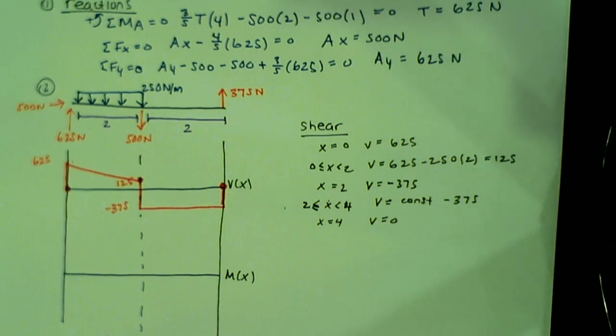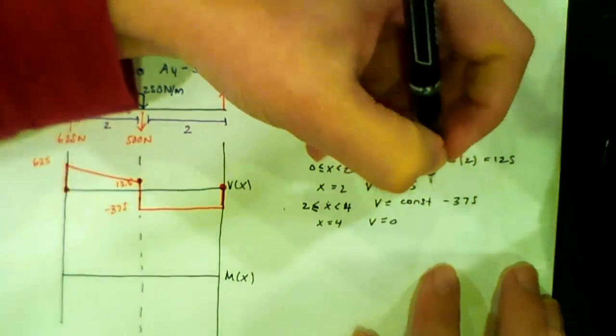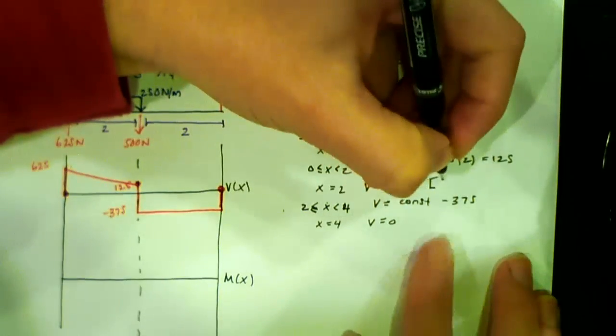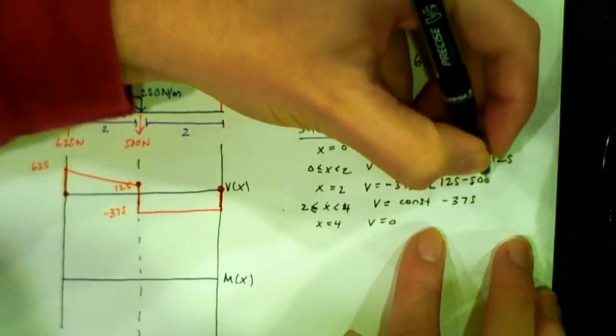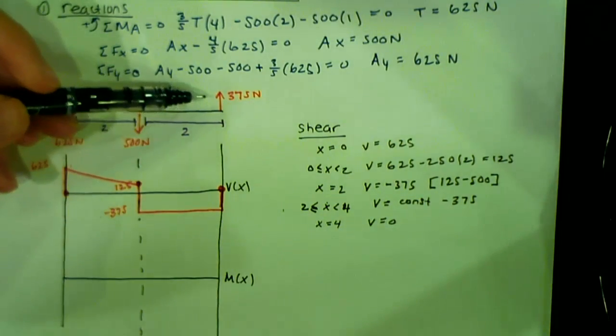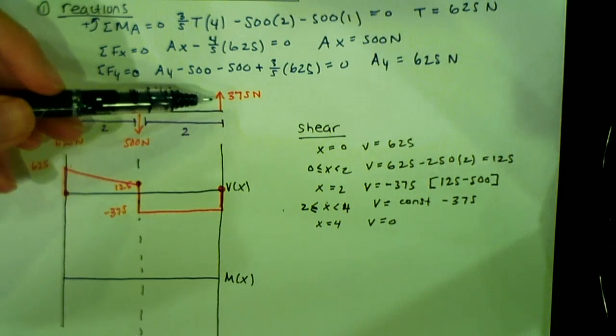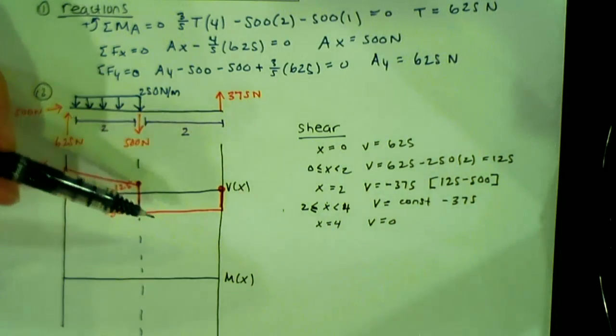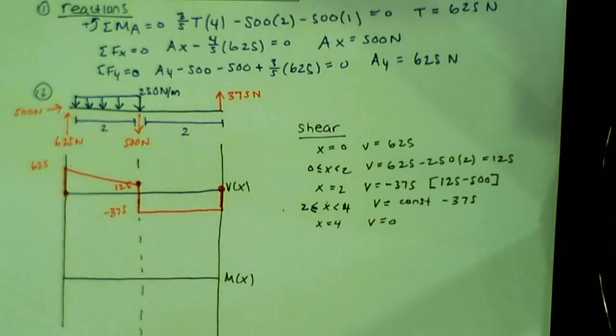How did you get the 375? Where did that come from? 125 minus 500. No, I mean, how did you just go back up to 375? The support reaction right there. So you go from negative 375 plus 375, which takes you to 0. If you didn't go to 0, you had a problem. Where did you get that value from? The 375.